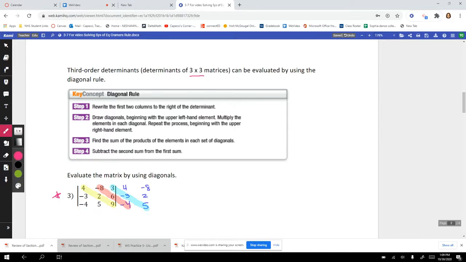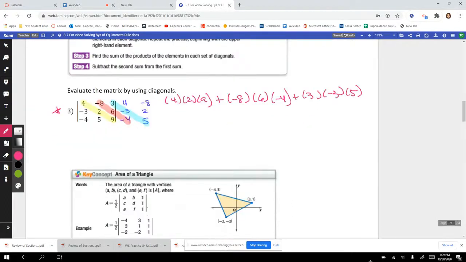And I have them color coded because this is how you're going to multiply them. So I'm going to multiply 4 by 2 by 9. And then I'm going to add that pinkish color, negative 8 times 6 times negative 4. And then I'm going to get plus 3 times negative 3 times 5. Once I get that, we're going to put them together. I'm going to subtract the other side going the other way.